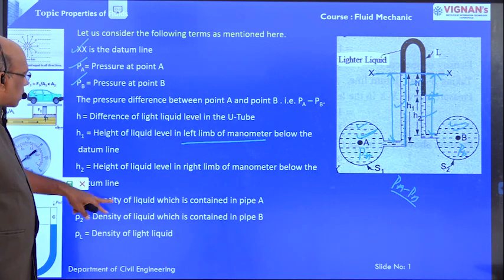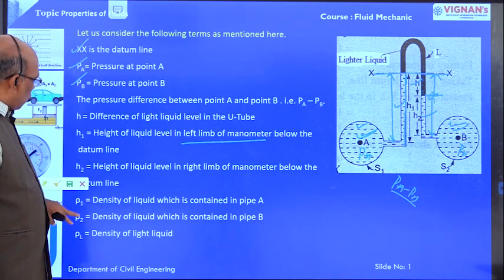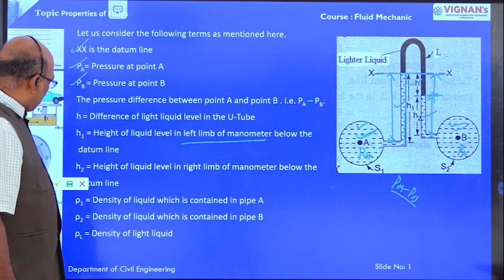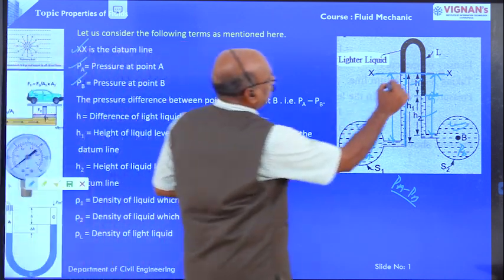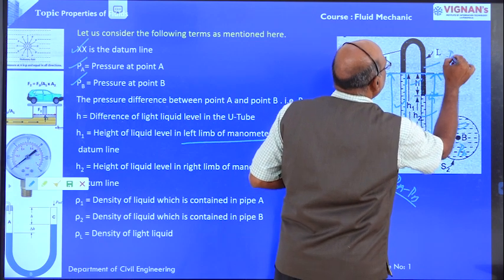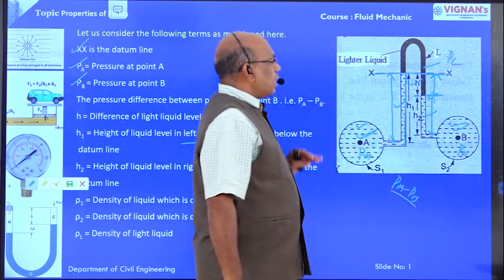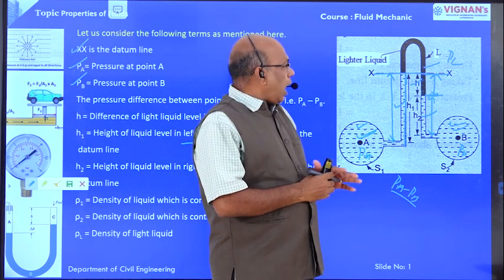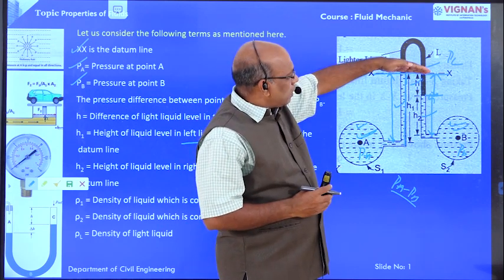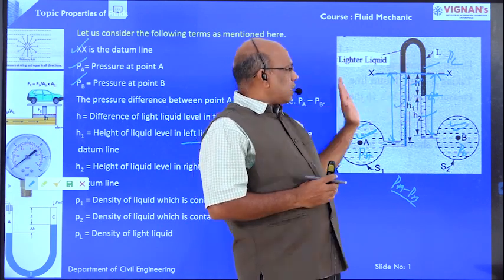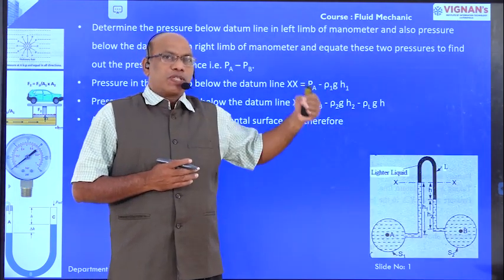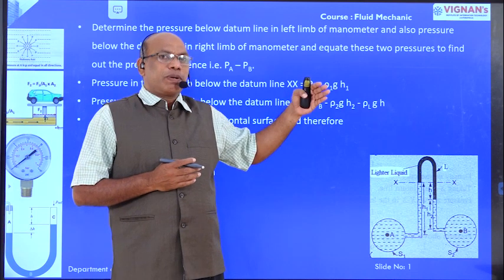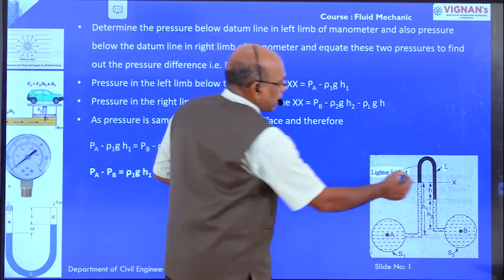Rho 1 is the density of the liquid in pipe A. Rho 2 is the density of the flowing liquid in pipe B. Rho L is the density of the light liquid, that is the manometer liquid. Now here we are going to take the datum line. Below the datum line, the left side pressures must be equal to the right side pressures below the datum line XX.